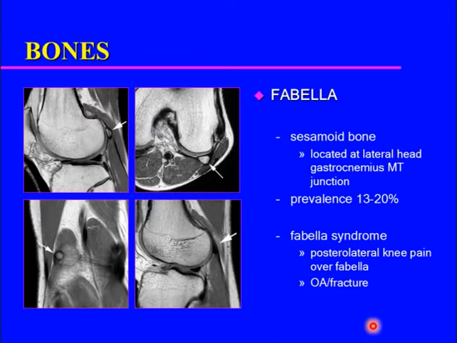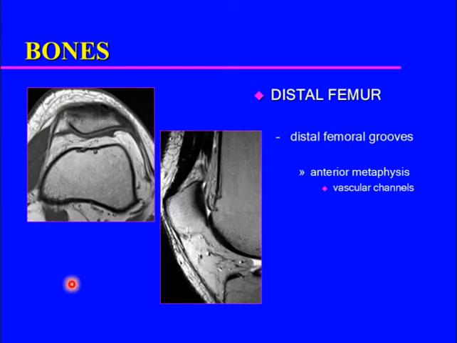The fabella is also another famous normal bone variant, a sesamoid bone located at the lateral head of the gastrocnemius musculotendinous junction. It's seen in about 13 to 20%. We see it very commonly. Well, there is something called fabella syndrome, which is composed of posterolateral knee pain over the fabella and osteoarthritic changes, even sometimes fracture of the fabella. You can see here this bone piece within the lateral head of the gastrocnemius on different anatomical projections and different MRI sequences.